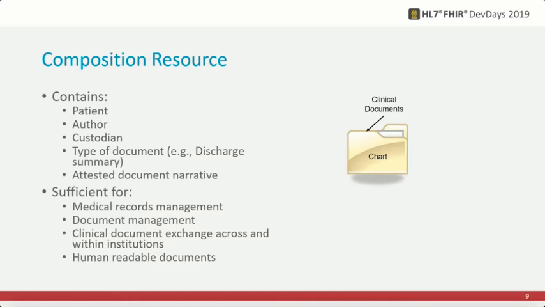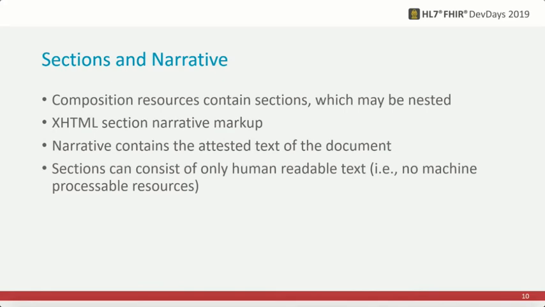So you can do searches and retrieve that information back very easily. So it's a very useful indexing mechanism. As I mentioned, the composition resource has sections, and those sections contain narrative. The sections in there, again, can be nested, so you can have sections within sections. The narrative markup in FHIR is XHTML, or rather a simplified version of it. We don't allow active content, so no JavaScript or any of that type of stuff in there.